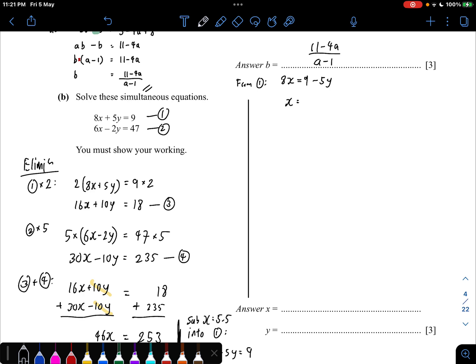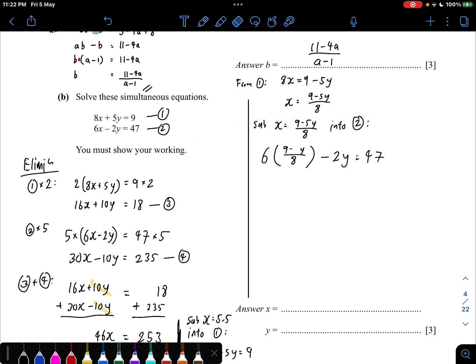Solving for x, I get x equals (9 minus 5y) over 8. Call this, okay, that's just x. Then next I have to sub this x into equation 2. What do you get then? You end up with 6x minus 2y equals 47, but the x is replaced with (9 minus 5y) over 8.